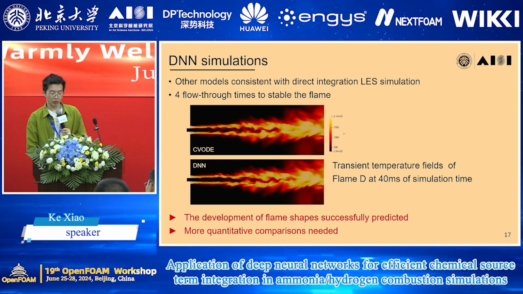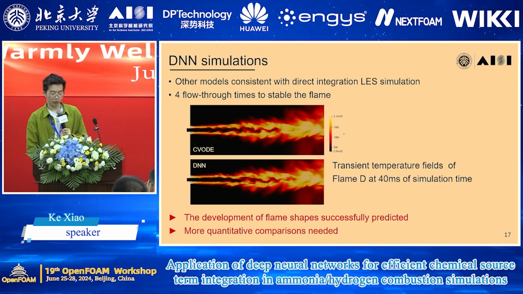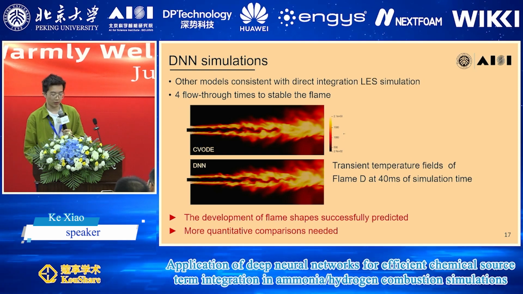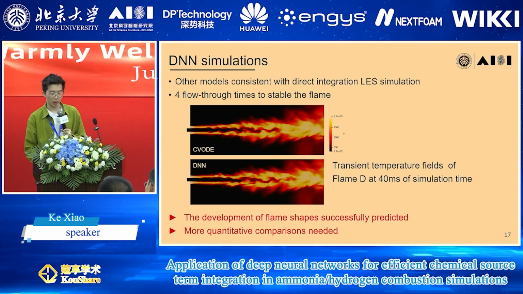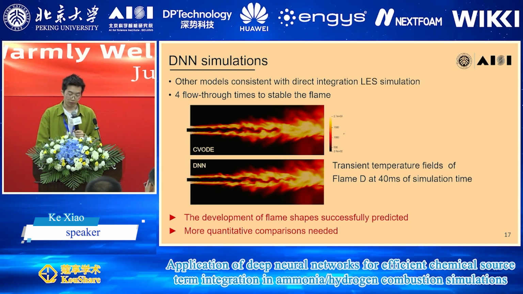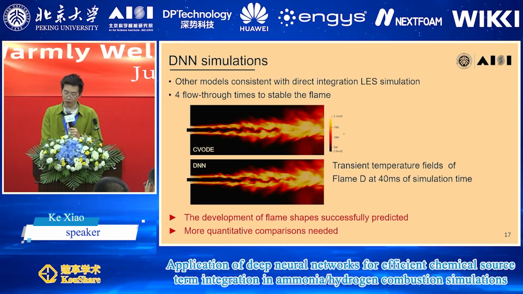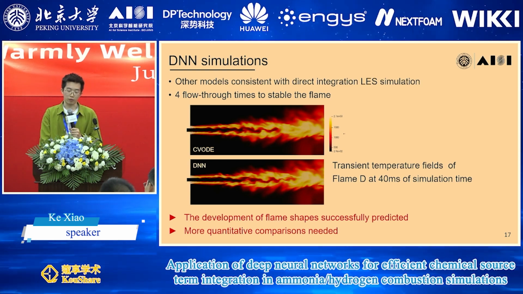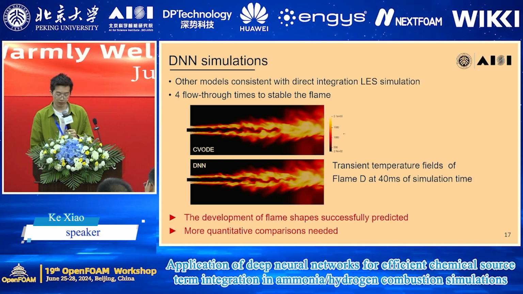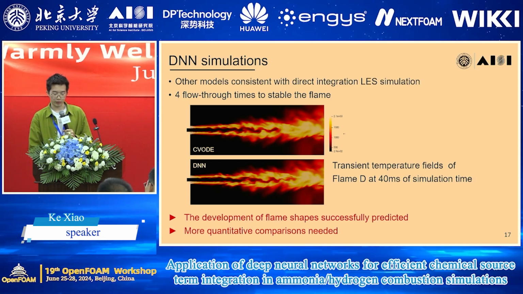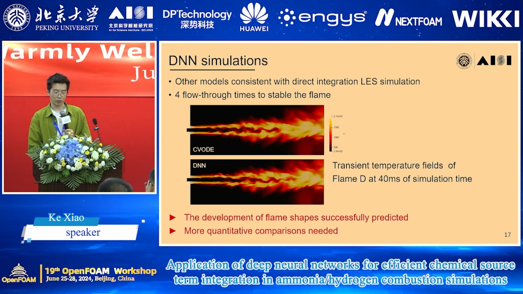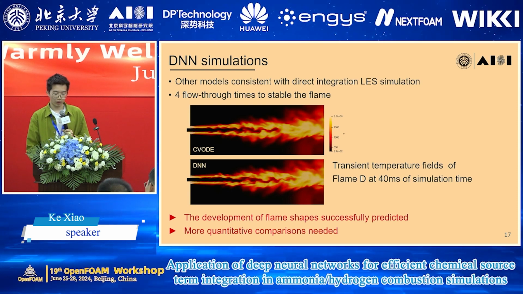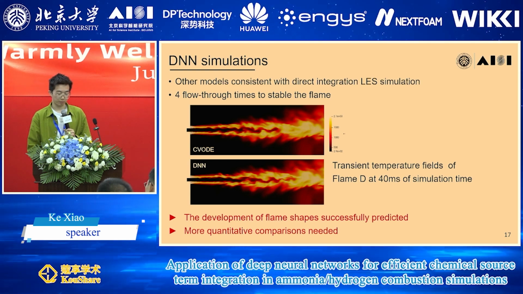As for DNN simulations of the COS flames, we currently only have preliminary results of flame D. Here we show the transient temperature field after around 4 flow-through times of flame D, and it can be seen that the development of flame shapes has been successfully predicted. We've only recently achieved satisfactory results in direct integration simulations in flame F, and we plan to apply our DNN models to flame F for further validation.